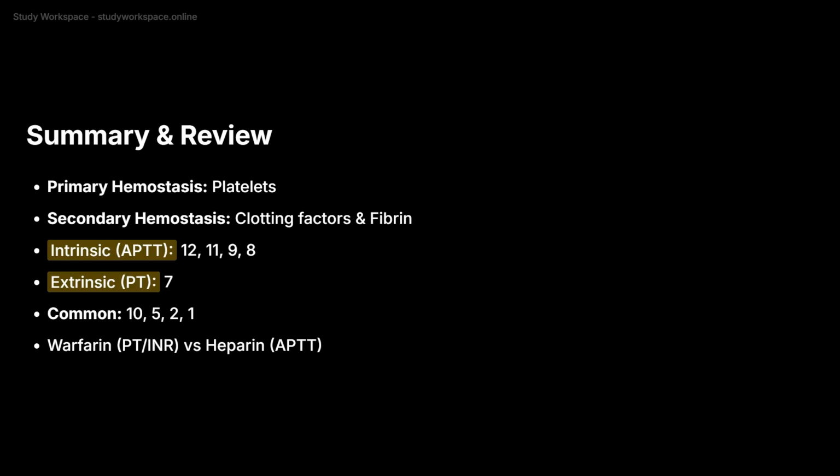Hemophilia A is factor VIII deficiency. Hemophilia B is factor IX deficiency. Von Willebrand disease prolongs bleeding time and may prolong activated partial thromboplastin time. Disseminated intravascular coagulation prolongs both prothrombin time and activated partial thromboplastin time, reduces fibrinogen and platelets, and increases D-dimer. If you understand these pathways and patterns, you will be able to interpret most coagulation questions with confidence.